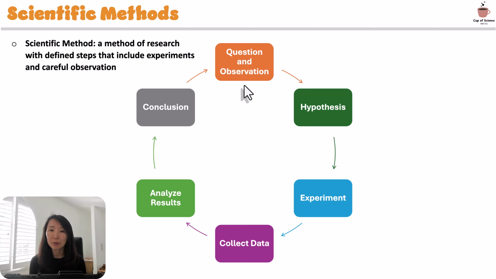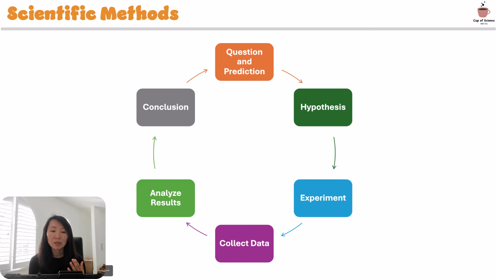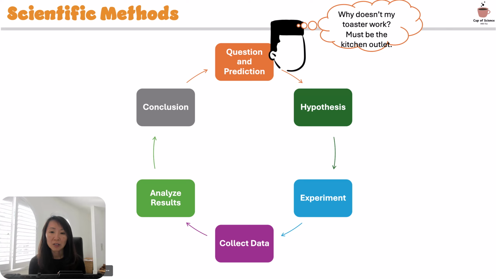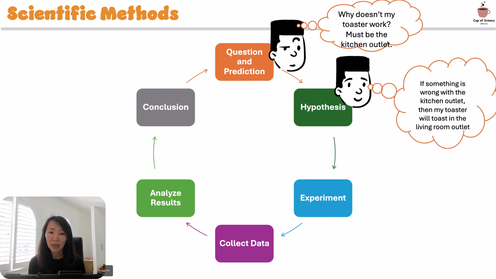Here's a very simple example of the scientific method. Say you start with a question and perhaps even an observation and prediction. So you question, hey, why doesn't my toaster work? And you try toasting something in the morning, but it doesn't work. And then you think, well, must be something wrong with the kitchen outlet. And that's your question. And you have this prediction.